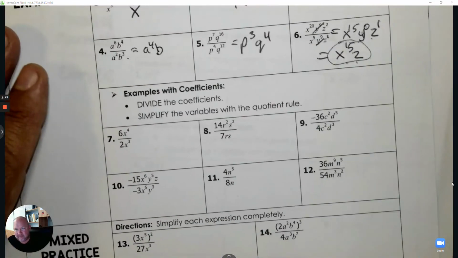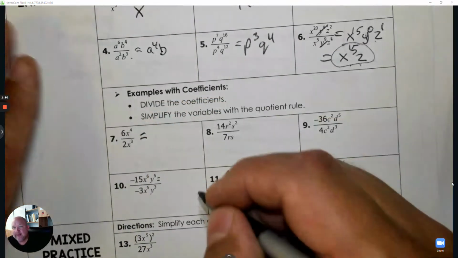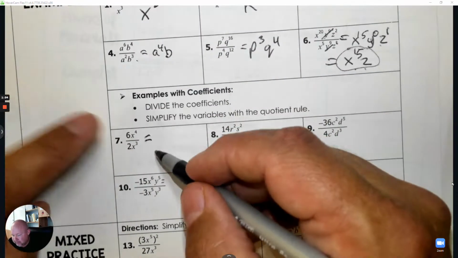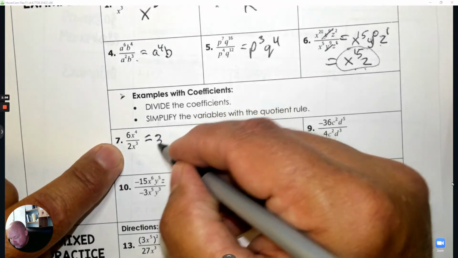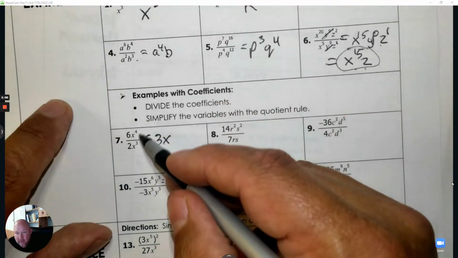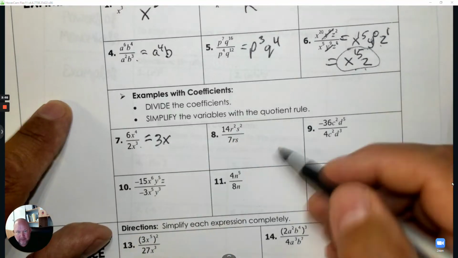Number 7. When you have coefficients, that's the big numbers in front. That tells you how many you have. You're dividing them, so 6 divided by 2, you divide that, and then the exponents you subtract. So 4 take away 3 is 1, and I don't need to put a 1 there.